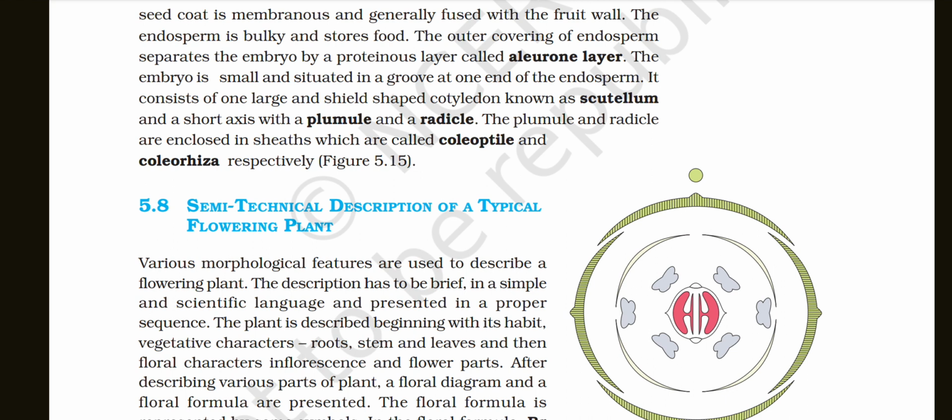It consists of one large and shield-shaped cotyledon known as scutellum and a short axis with a plumule and radicle. The plumule and radicle are enclosed in sheaths which are called coleoptile and coleorhiza respectively.